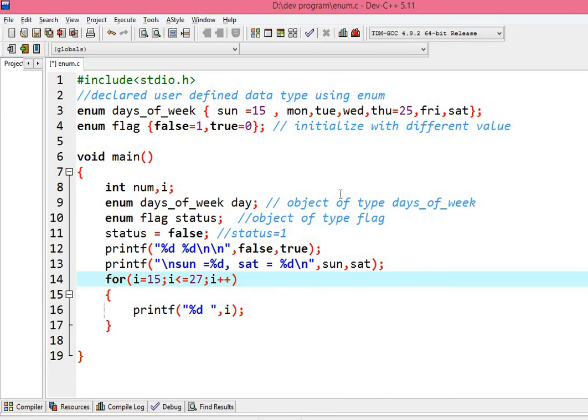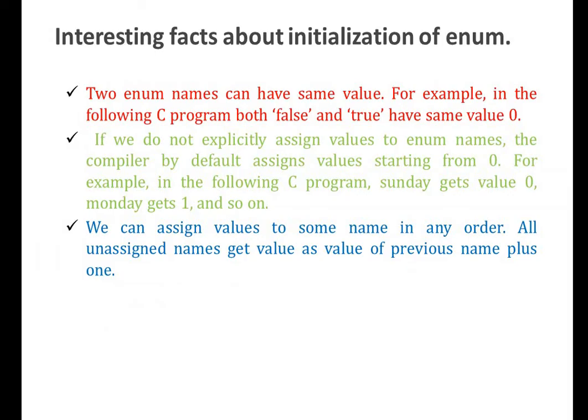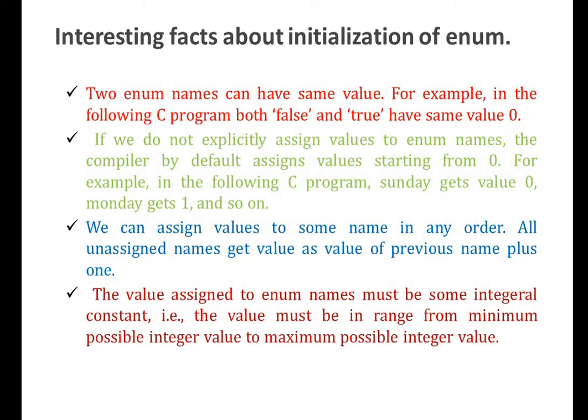So this is the way you can deal with the enum data type. Now let's see the second last point. The value assigned to enum names must be some integral constant. The value must be in the range from the minimum possible integer value to the maximum possible value. You have to put some limitation over here. The value must be integral. You cannot write something like a user-defined value multiplied by 10, as it would be an undefined integral value. It should be some number which is in the range from minimum to maximum.